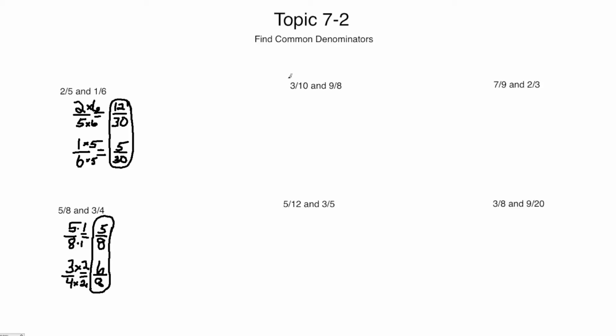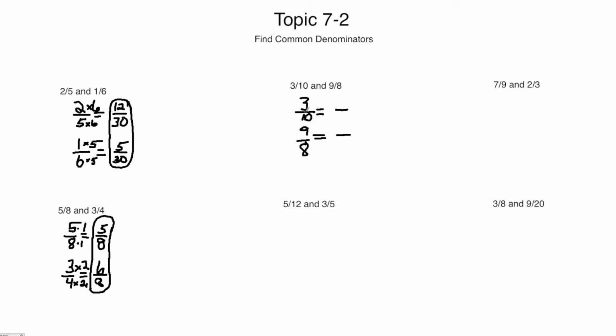Now go ahead and do this problem and see if you come up with the same thing as I do. Okay, so we have 3/10 and we have 9/8. They want us to come up with a common denominator. If we did 10 times 8, that would definitely be 80. That would be a common denominator. But I always like the smaller.